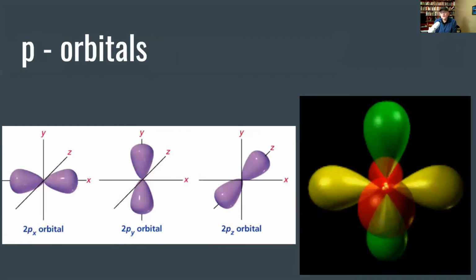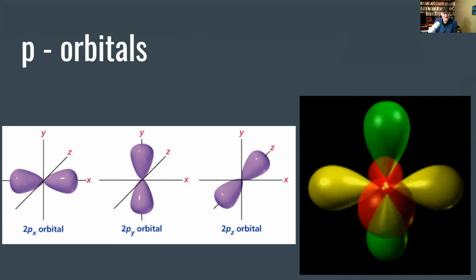P orbitals will also have the potential for nodes, but I'm not going to show those here. But the P orbitals end up being more in a dumbbell shape. And you'll notice that there are 3 sets of dumbbells, one along the x-axis, one along the y, and one along the z-axis. I want to make sure that you recognize that each one of those represents one orbital. An orbital is something that can hold 2 electrons.